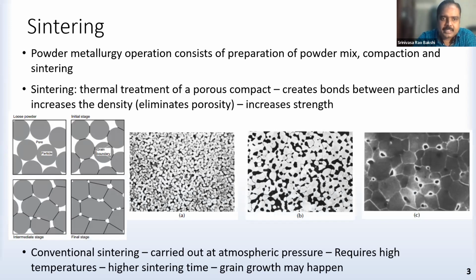As you know, powder metallurgy is a manufacturing process, and a very popular one. It involves preparation of the powder mixture, followed by compaction into the shape that you need, and then followed by sintering. Sintering is a thermal treatment of a porous compact, and it creates bonds between particles and increases the density by eliminating the porosity and increases the strength. For example, if you want a porous compact as well, you have to do a sintering to increase the strength through the formation of the bonds.